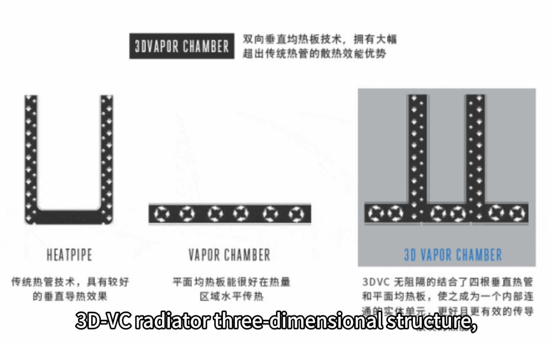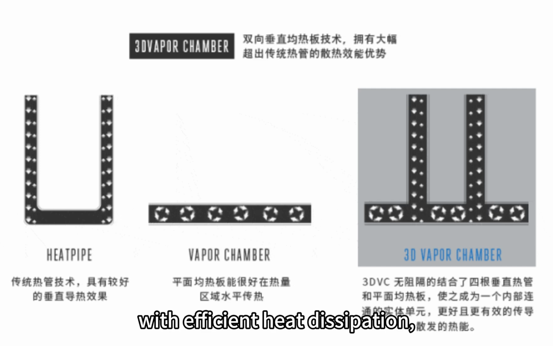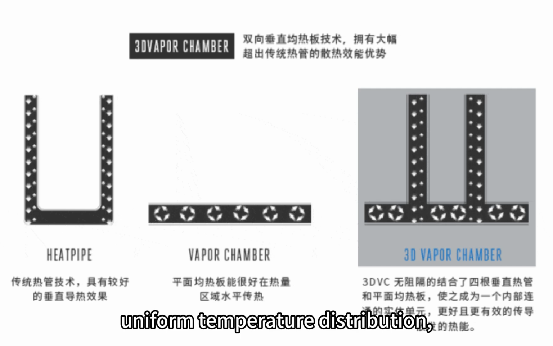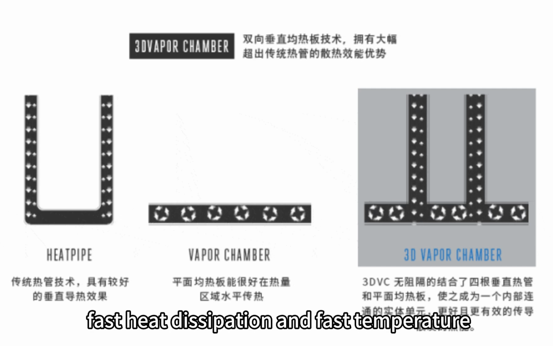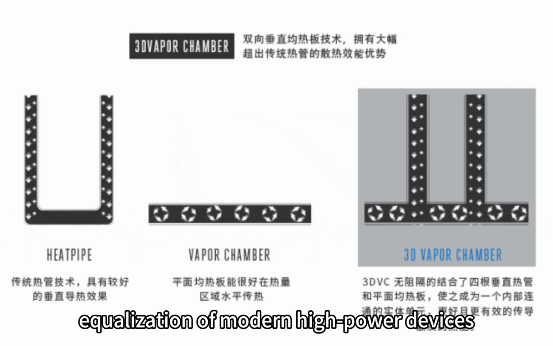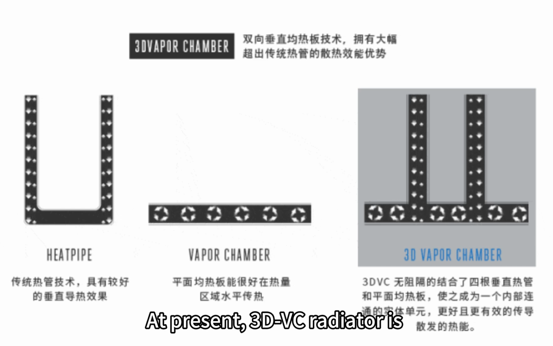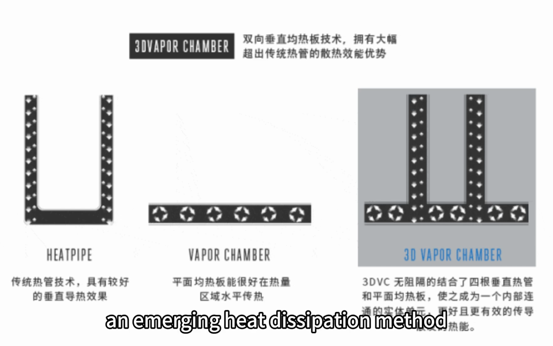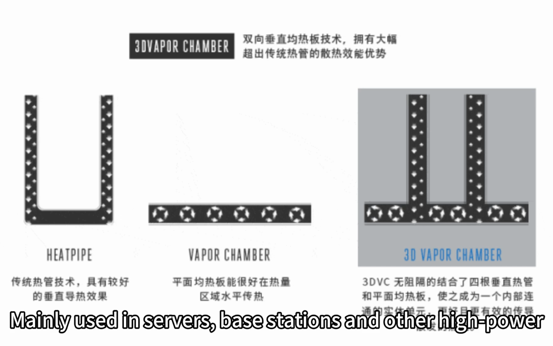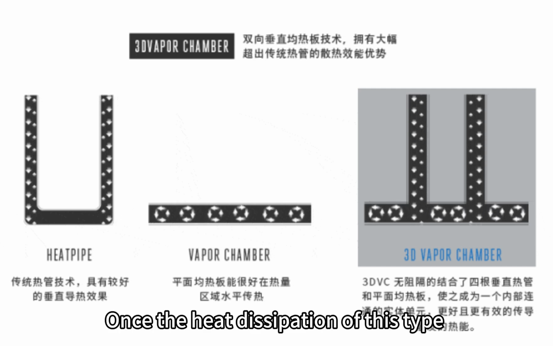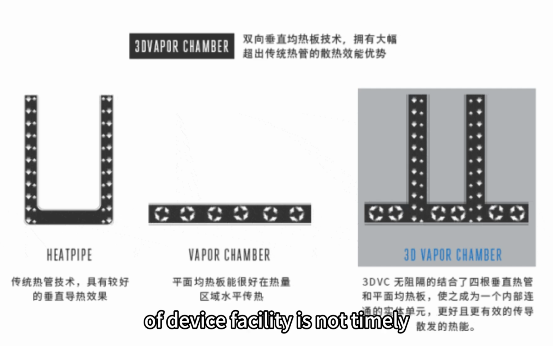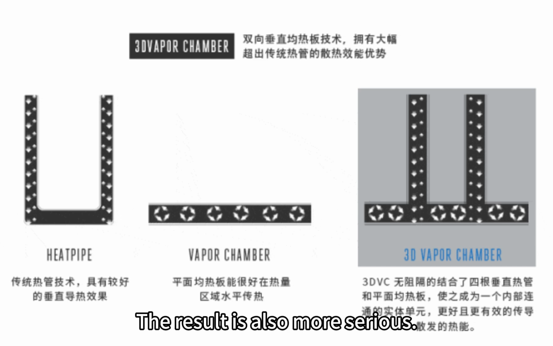The three-dimensional structure of the 3D-VC radiator provides efficient heat dissipation, uniform temperature distribution, and reduced hot spots, and meets the requirements of fast heat dissipation and fast temperature equalization of modern high-power devices. At present, the 3D-VC radiator is an emerging heat dissipation method, mainly used in servers, base stations, and other high-power devices that require high heat dissipation efficiency. Once the heat dissipation of this type of device facility is not timely, the result is also more serious.